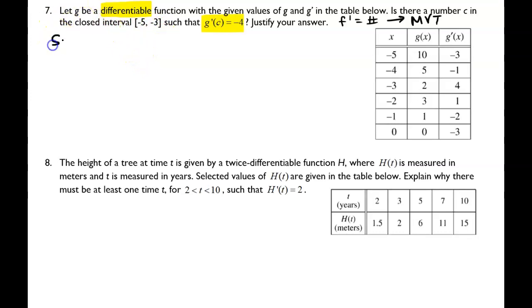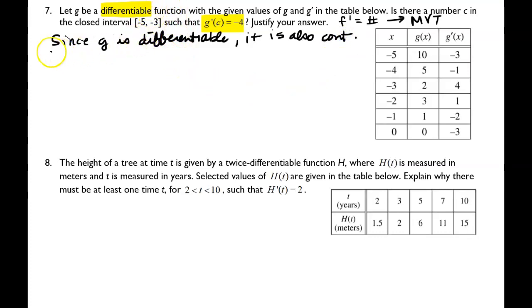So we're going to say, since g is differentiable, it is also continuous. Now, if it gives a certain interval that it's differentiable on, you want to include that. But otherwise, if we just say it's differentiable, that means it's differentiable for all real numbers. Okay, so that means the mean value theorem applies.